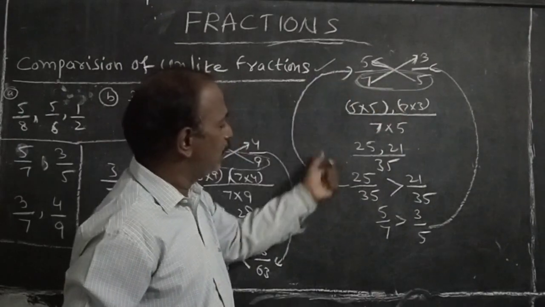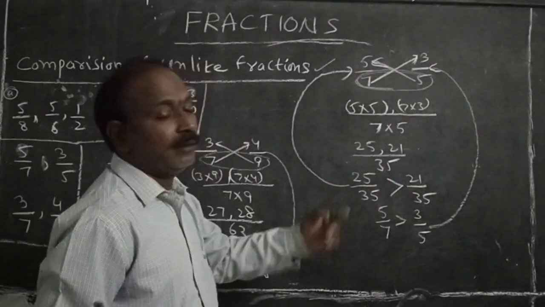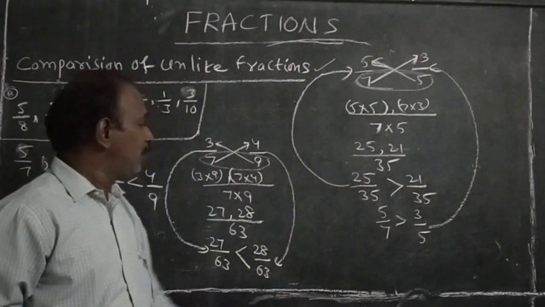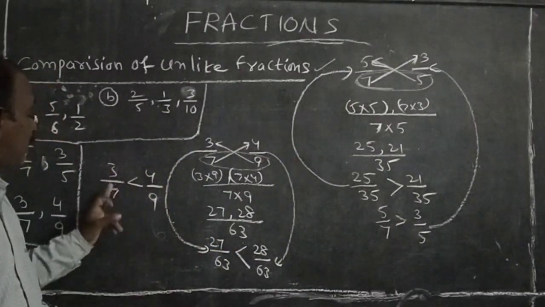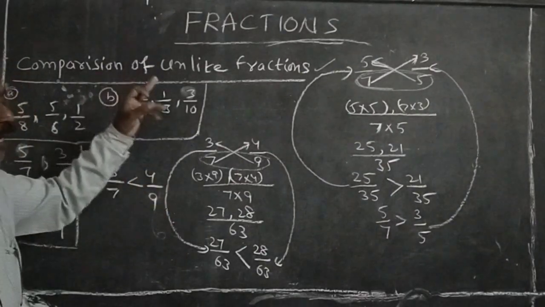2/5 is greater than 2/5 by 3/5... Comparison of equal like fractions, 2/5 is greater. Here in this process 28 is greater. So 3/7 is less than 4/9. This is the process to compare the unlike fractions.